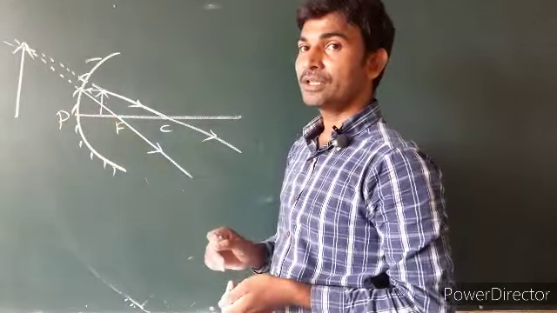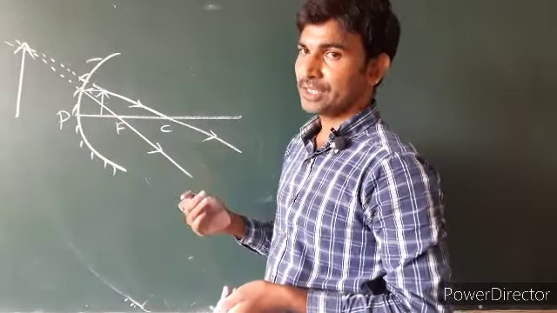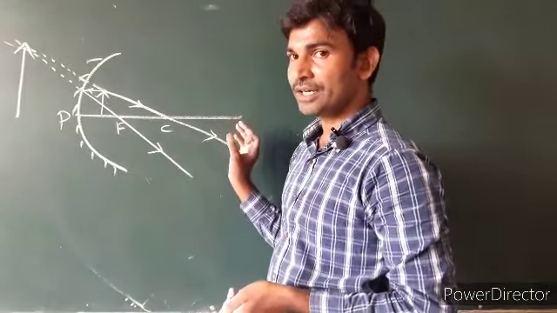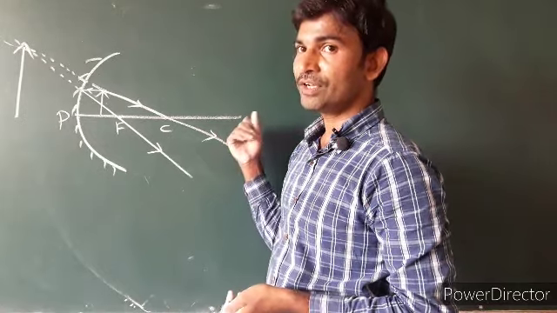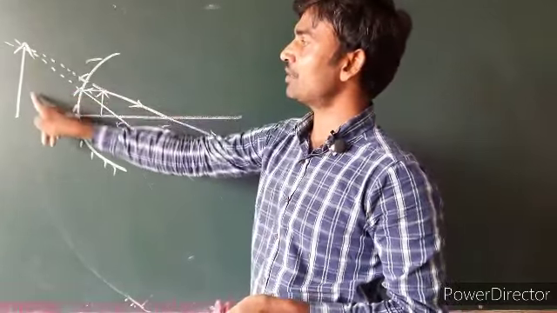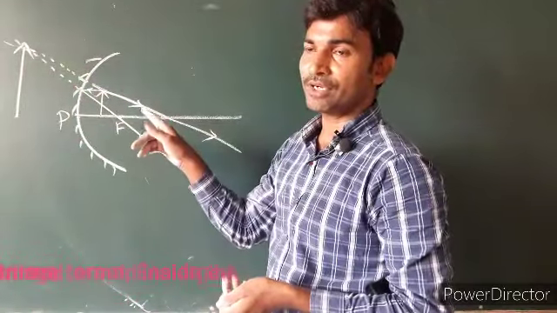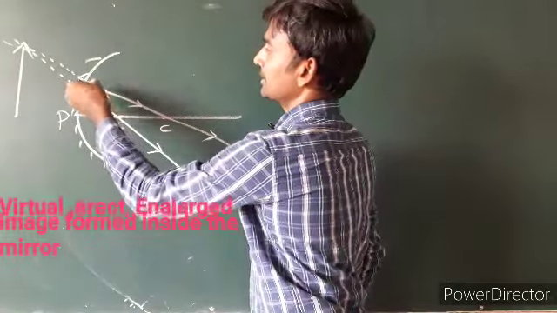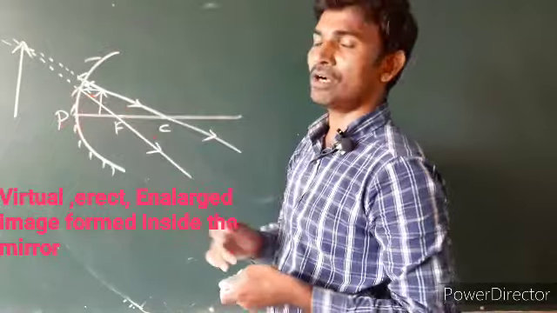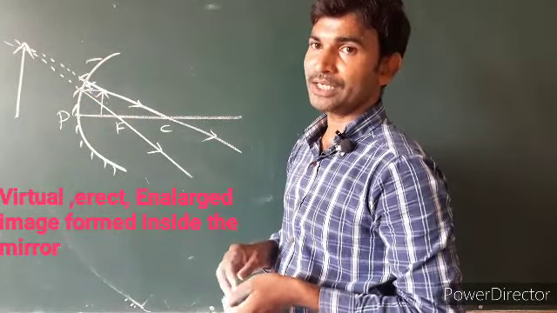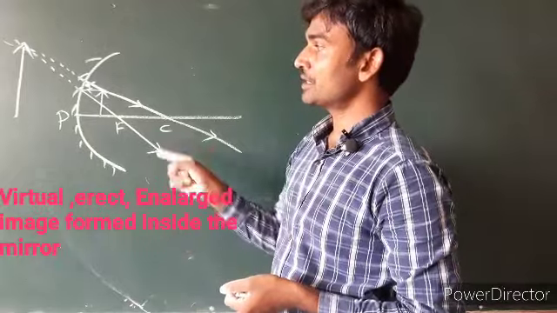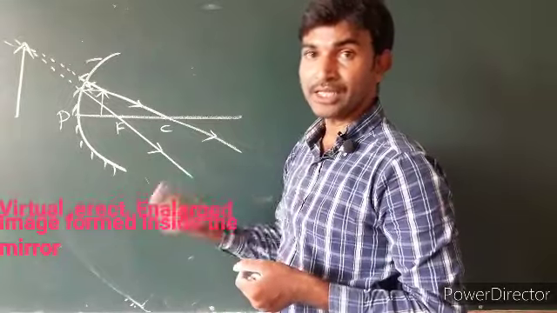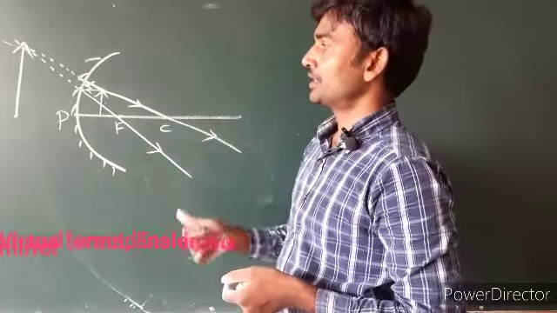This kind of image is called an erect image and a virtual image. In the earlier cases, the intersection point of reflected rays gave a real image. But here this is the intersection point of extended reflected rays. This is called a virtual image. It is a virtual and erect image, and its size is also more than the object. But this is the fifth case.